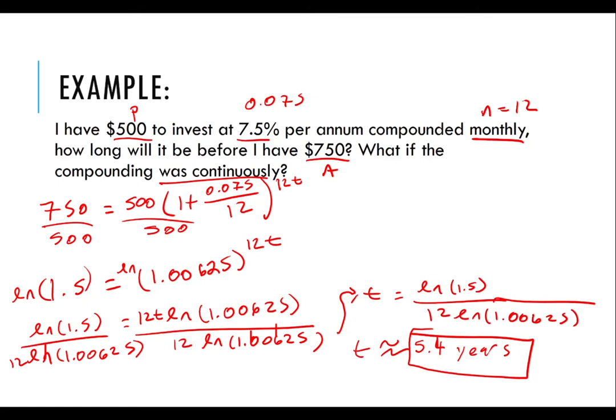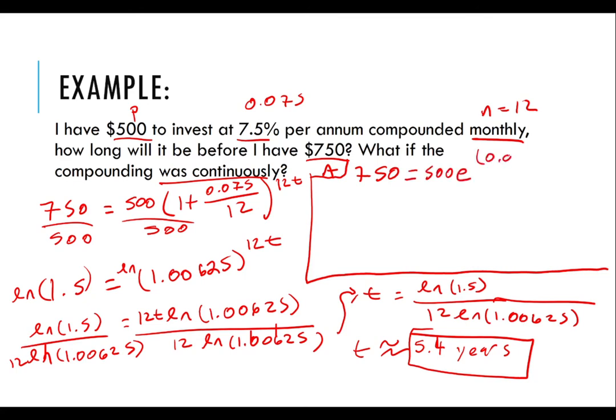But now we need to figure out what would happen if it was compounded continuously. So everything's the same except that the formula we're going to use is the continuously compounding interest. And so that's going to be 750 is equal to 500 times e raised to the 0.075 times t. Process is identical. Isolate your exponential function. Divide both sides by 500. We then get that 1.5 is equal to e to the 0.075t. Now I take the natural log of both sides.